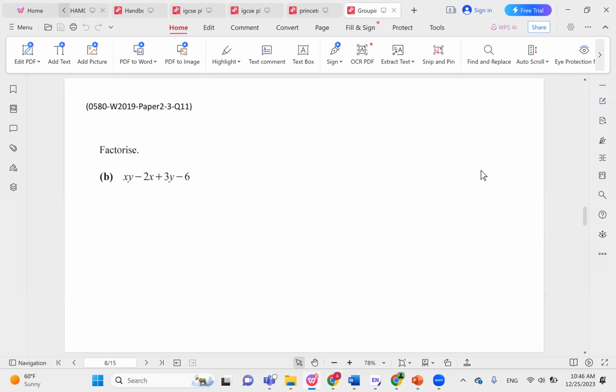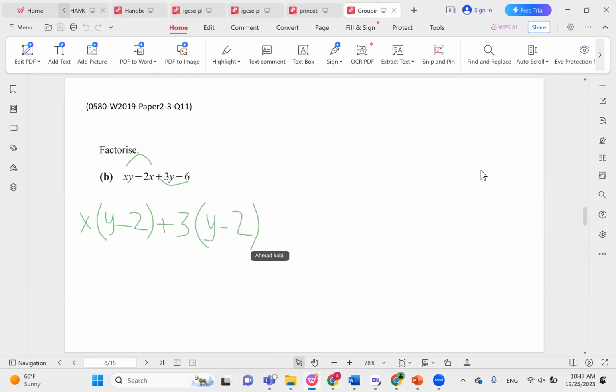In this problem, we have xy minus 2x plus 3y minus 6. Let's try pairing them together. xy minus 2x has a common factor of x, and the remaining elements in the bracket would be y minus 2. And then we have plus 3y minus 6. If you try to take out positive 3 as a common factor, you would get y minus 2 as well.